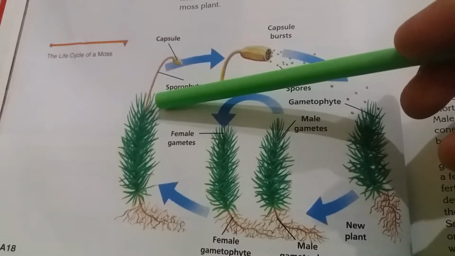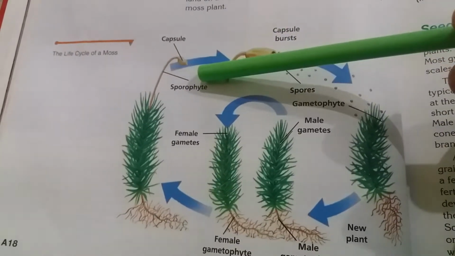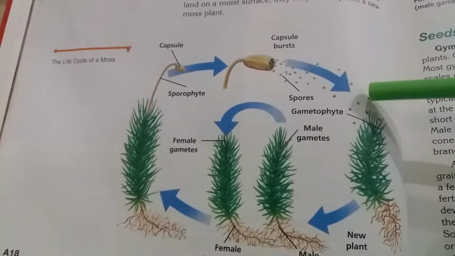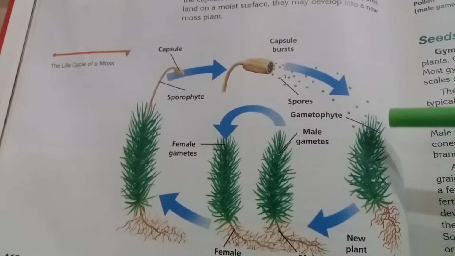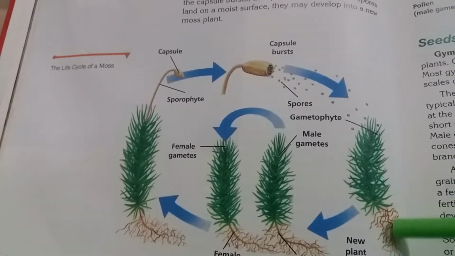Spores form inside the capsules. When the capsule bursts, the spores come out. If the spores land on a moist surface, they may develop into a new moss plant.